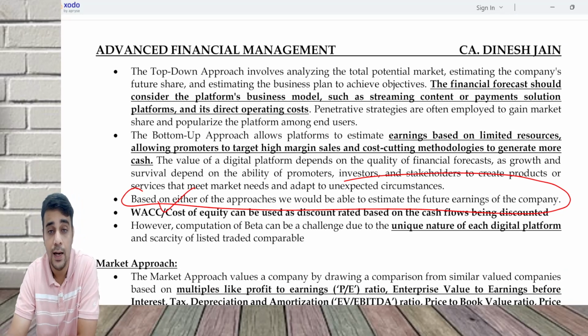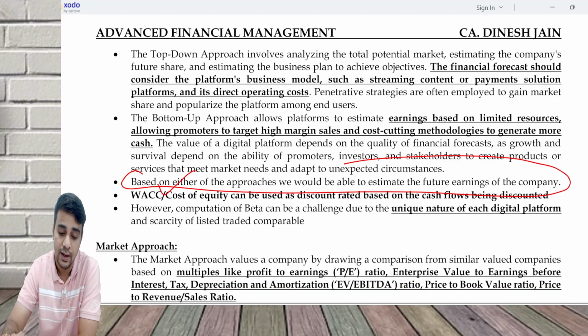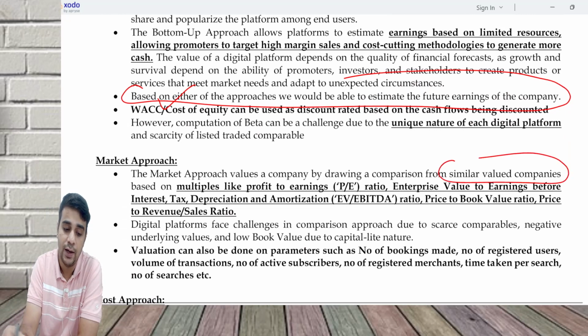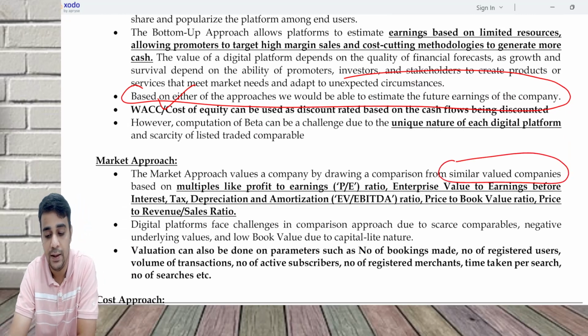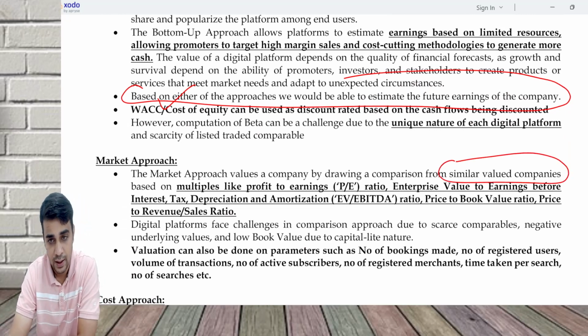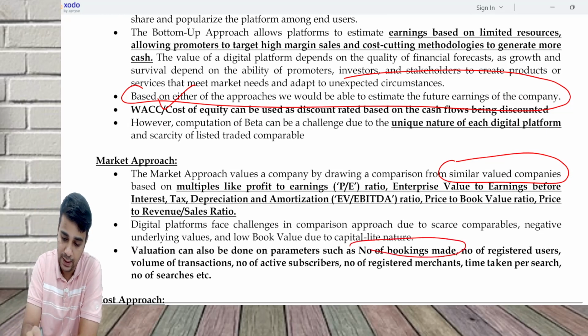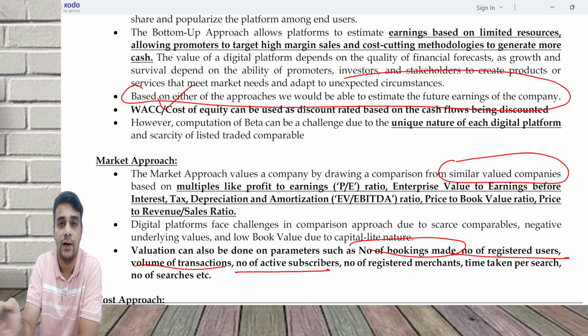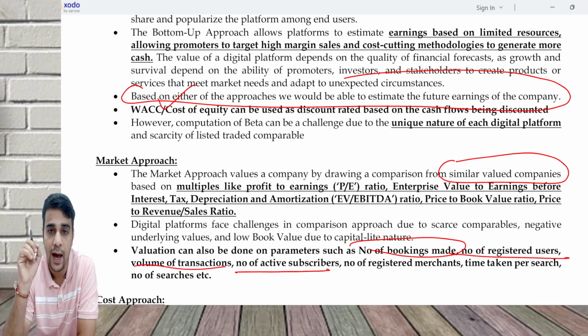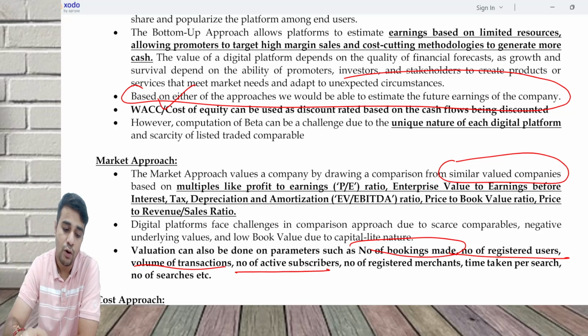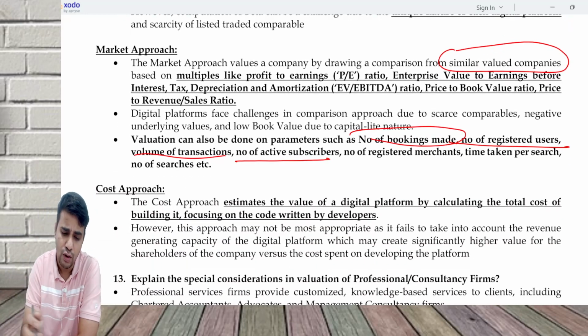Market approach is valuation based on a proxy company or others in the industry, drawing a comparison with similarly valued companies based on multiples like the P/E ratio and enterprise value. These are financial ratios. You can also do valuation based on number of bookings, number of registered users, volume of transactions, or number of active subscribers. You arrive at the value per booking or value per transaction of the proxy company and arrive at the value of our entity.